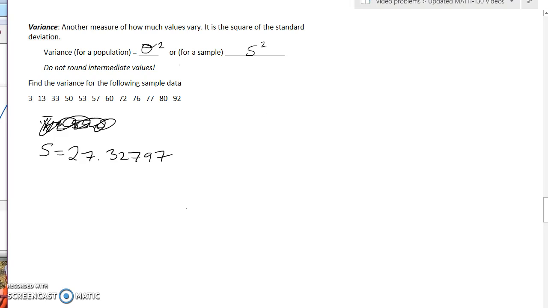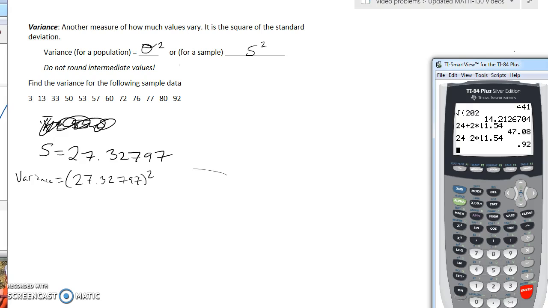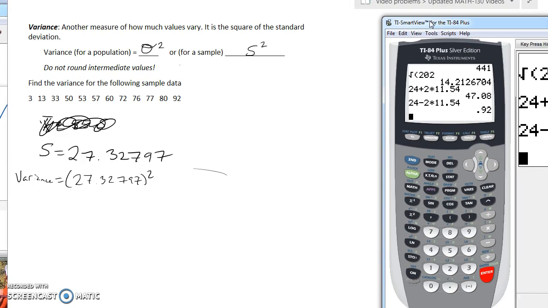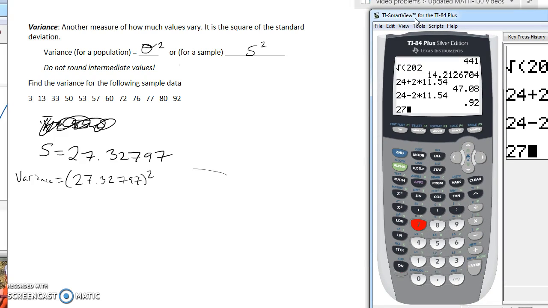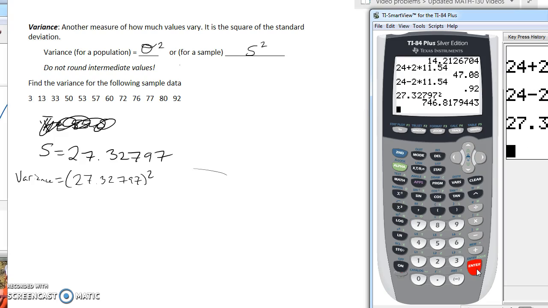Okay, so remember the variance is the square of the standard deviation. So what I'm going to do is take 27.32797 and square that value, and that will give me the variance. So I get my calculator out, and we are going to do 27.32797. That's what I mean by don't round intermediate values. Take that whole value out.